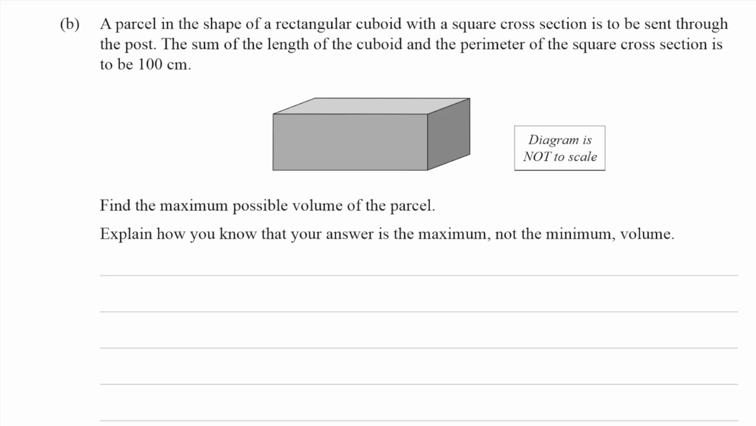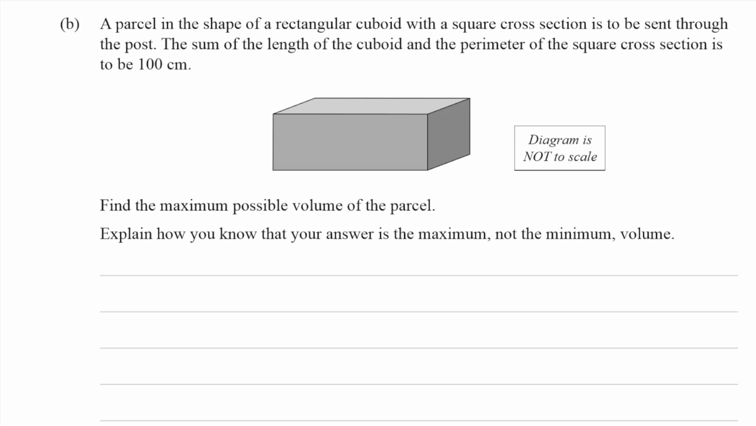But before that, let's do this problem together. A rectangular cuboid with a square cross section. In other words, looking at it from that side, all those side lengths are the same length. The sum of the length and the perimeter of the square cross section is to be 100 centimeters. Find the maximum possible volume, and justify our answer.